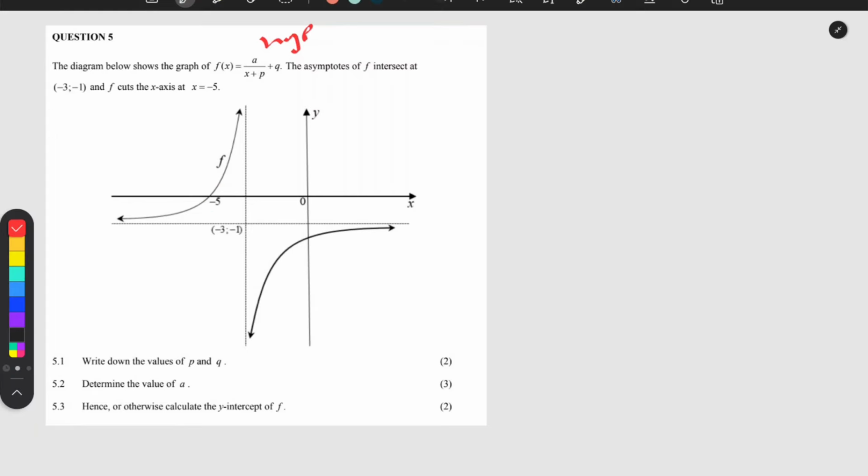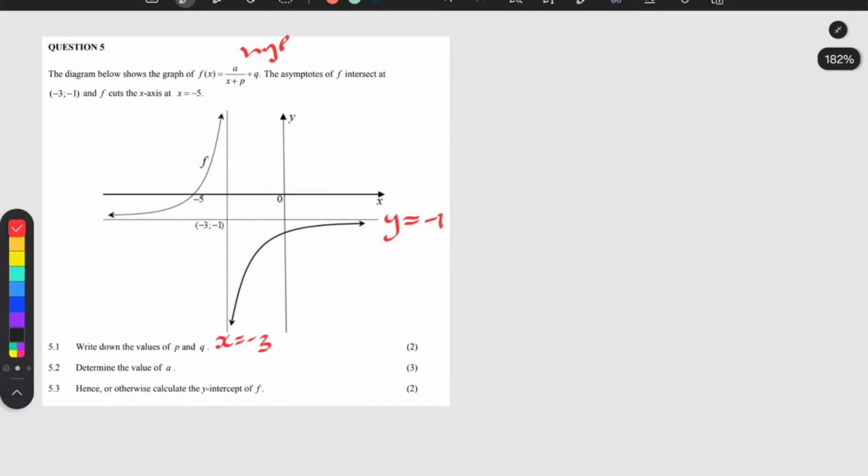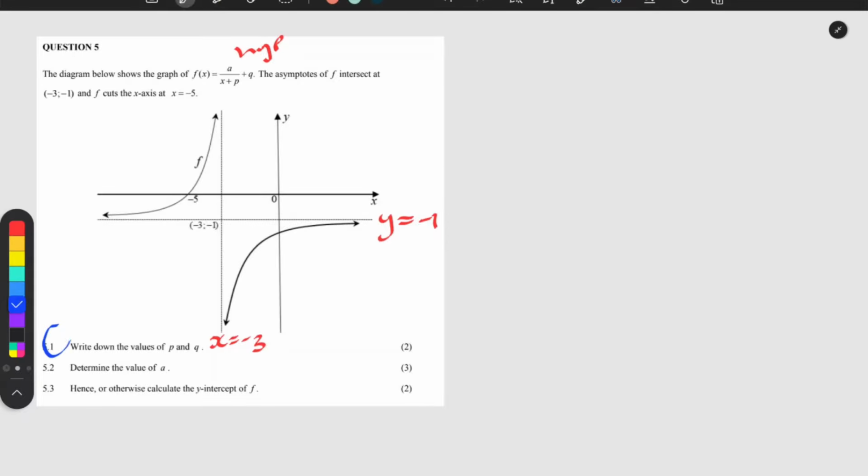So let's quickly look at the asymptotes. So the x value is -3. So this line over there is called x is equal to -3. And then the y value, the horizontal asymptote, is called y is equal to that number over there, -1. Okay, so let's look at our questions.